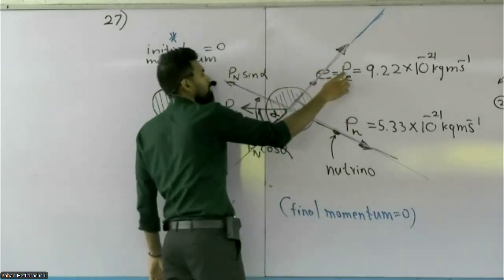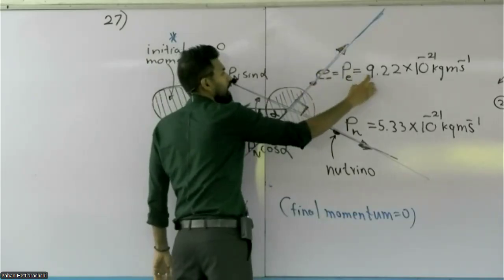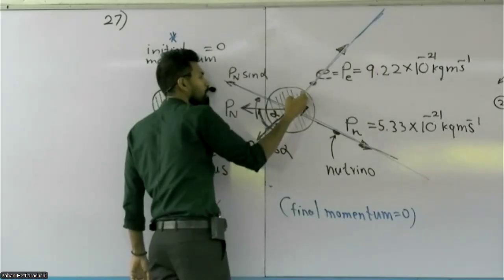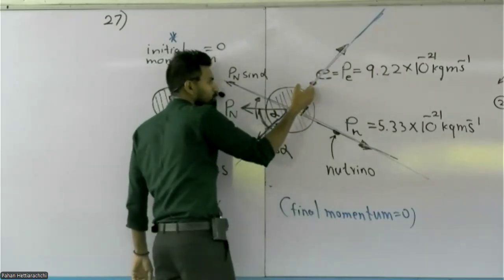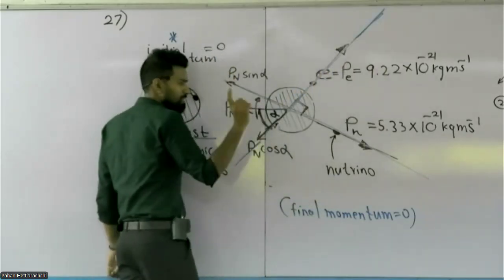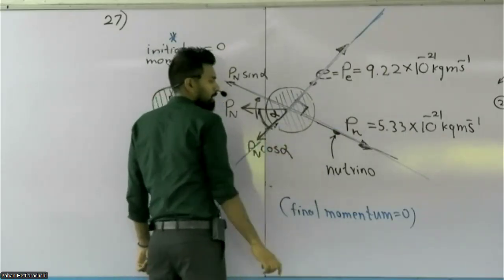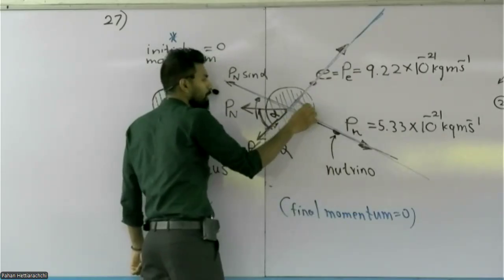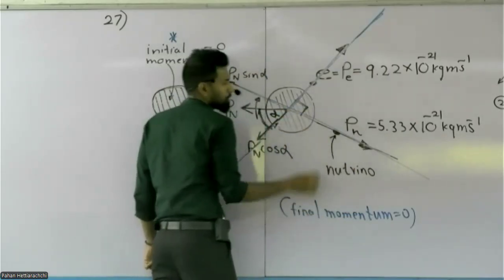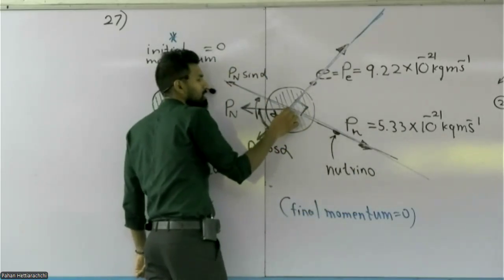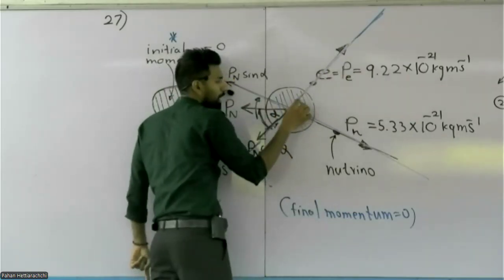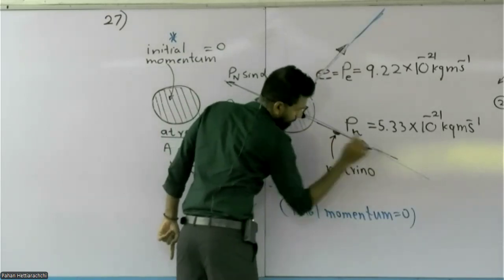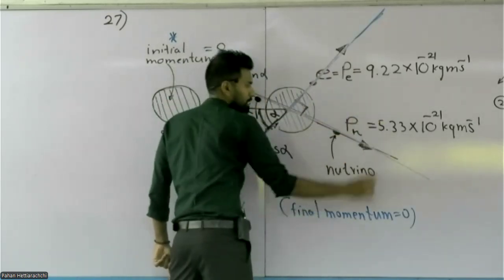So its momentum will be in this direction, p_e = 9.22 × 10^-21. The electron's momentum will be in this direction as it is moving in this direction. As they say, the neutrino, another subatomic particle, is moving in a direction perpendicular to the electron. So I have drawn it correctly. This is the motion of the electron. Perpendicular to it, this is the motion of the neutrino. It also has a momentum.